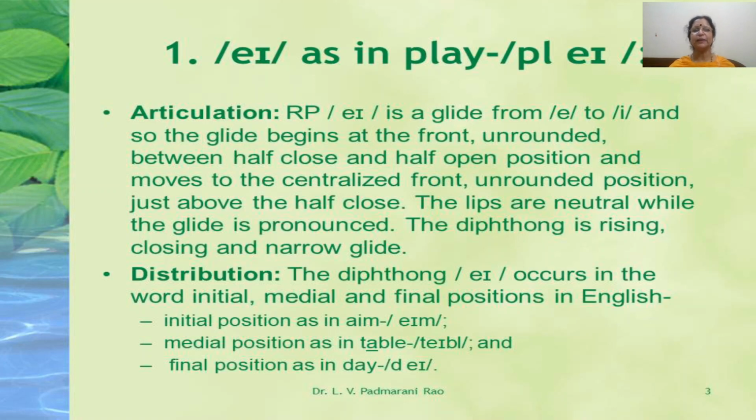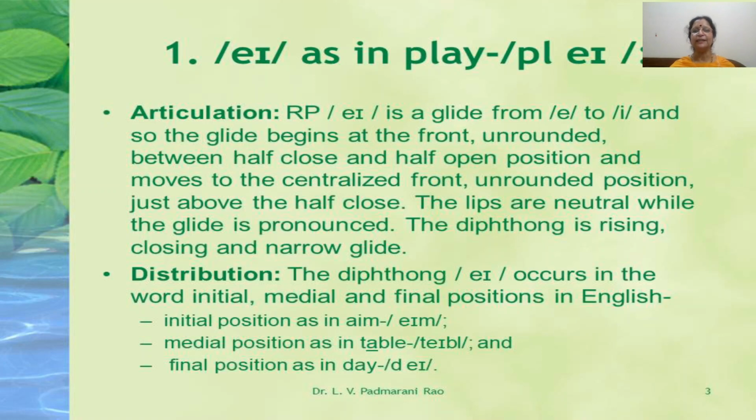During the articulation of RP A-E, it is a glide from A to E. The glide begins at the front, unrounded position between half close and half open, and moves to the centralized front, unrounded position just above the half close. The lips are neutral while the glide is pronounced. The diphthong is rising, closing, and a narrow glide. You understand the meaning of rising, closing, and narrow now.